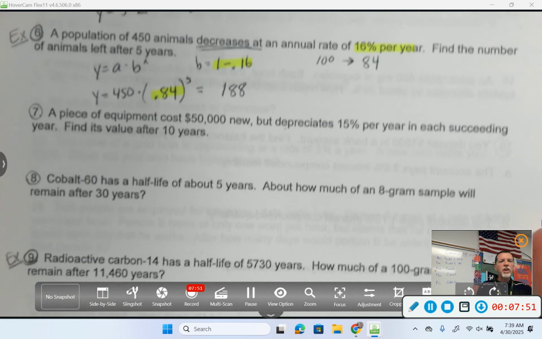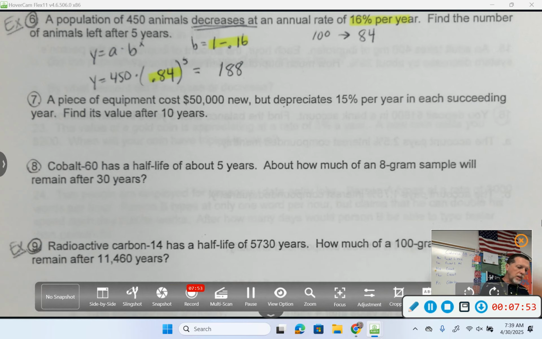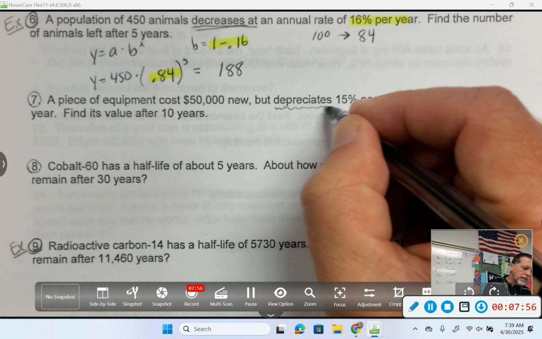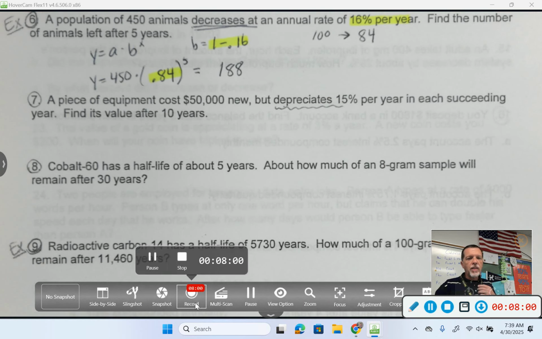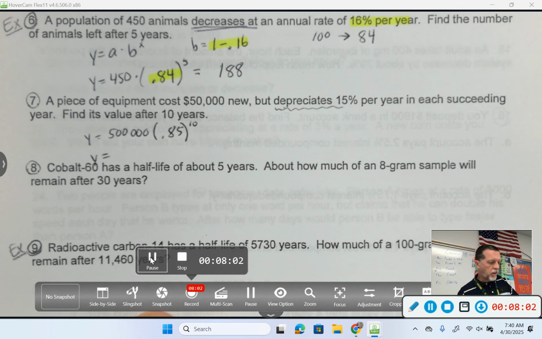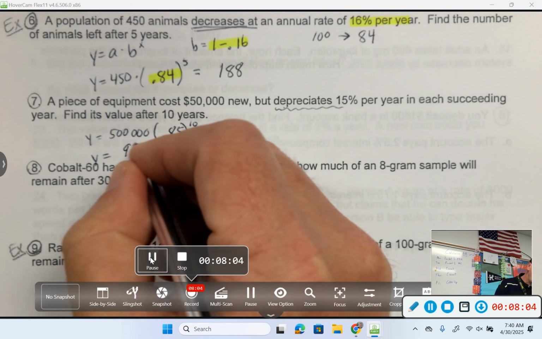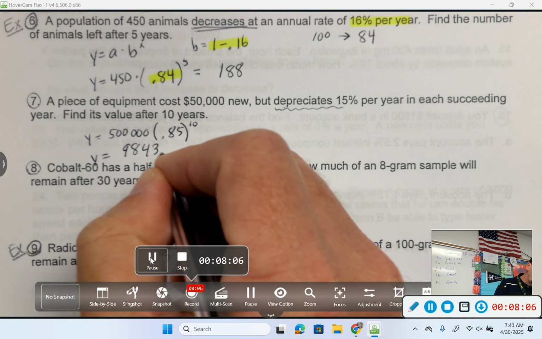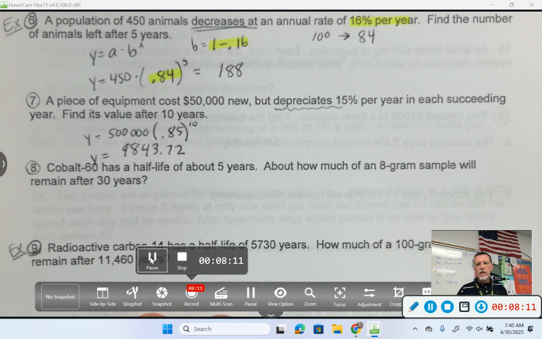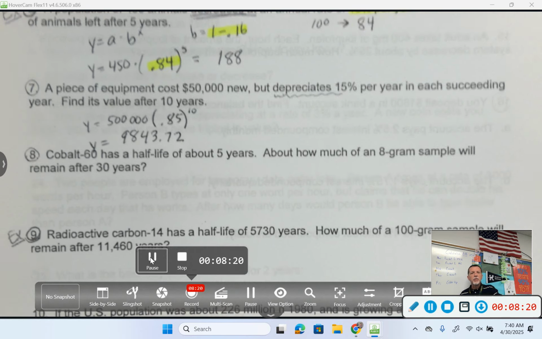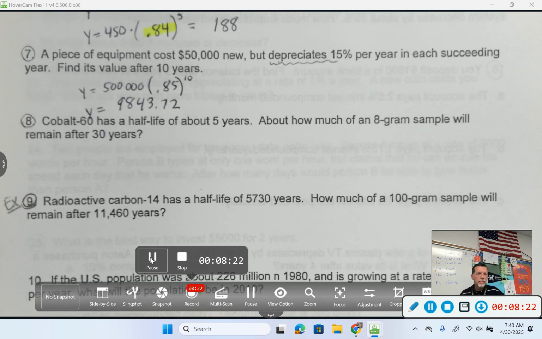Why don't you try number 7? You know what depreciates means? Go down. Yeah. So you try number 7. Grab a calculator, because I think you'll need it. Jack, what did you say your answer was? $9,843.72. It sure is. $9,843.72. But yeah, if you lose 15% per year, you're losing a lot.